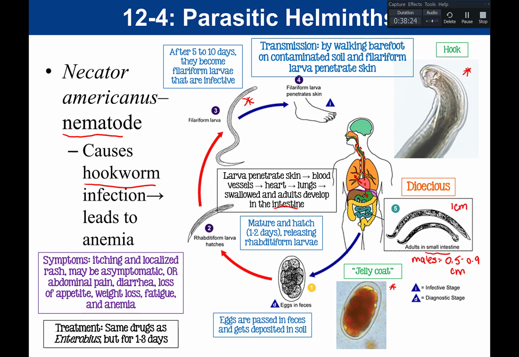And so that is where they're going to attach to the intestinal wall. And that, again, is what's going to cause that blood loss. Most adult worms are eliminated in about 1 to 2 years, but the longevity may reach several years.